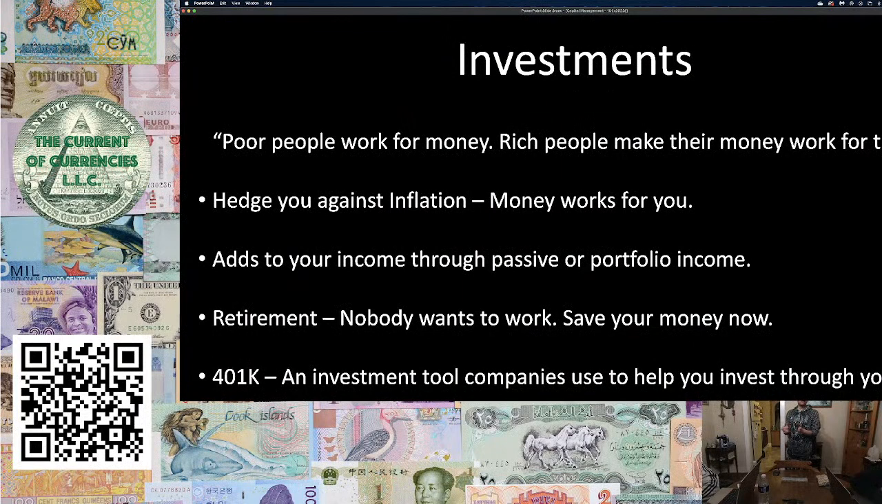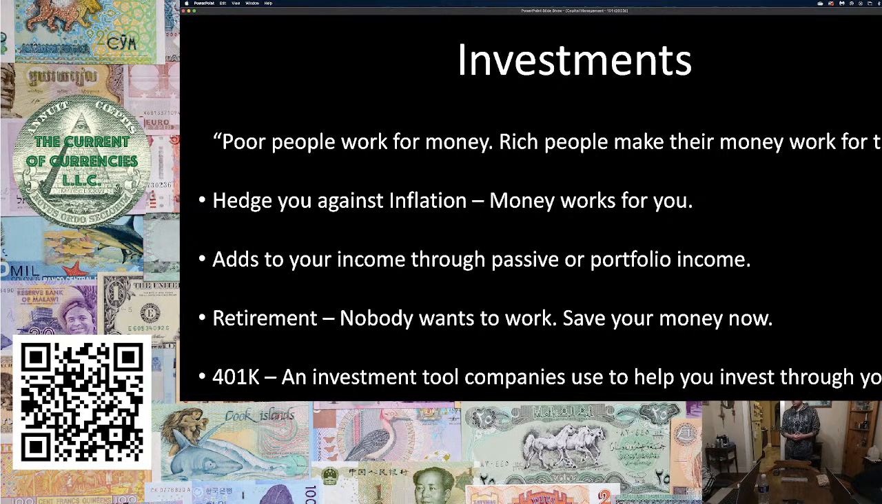Poor people work for money, rich people make their money work for them. This is one of my favorite quotes. Investments hedge you against inflation, make your money work for you, and add to your income through passive or portfolio income. You can end up retiring. Nobody wants to work for the rest of their lives, so we save our money now.